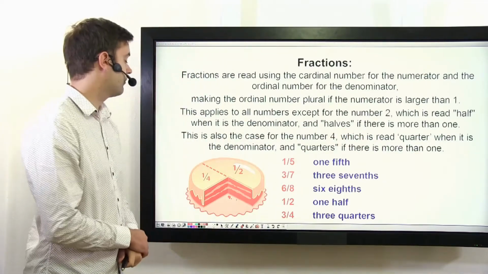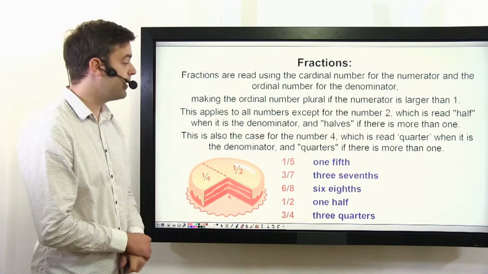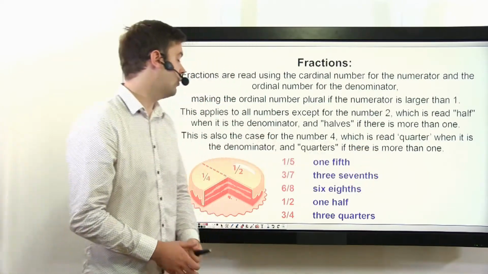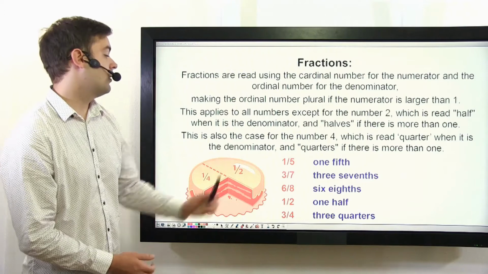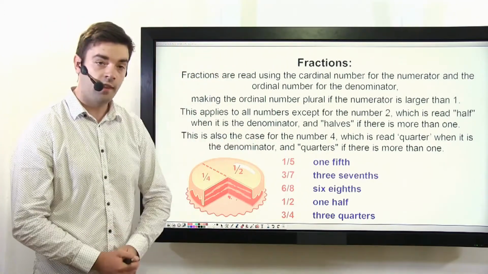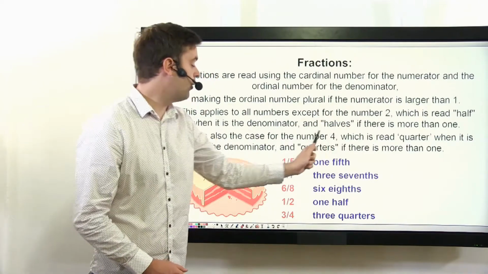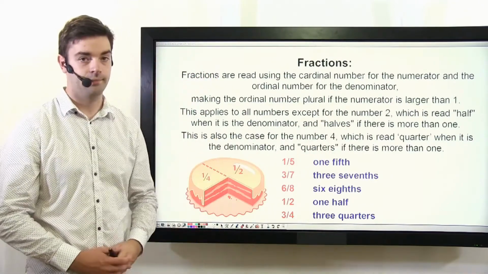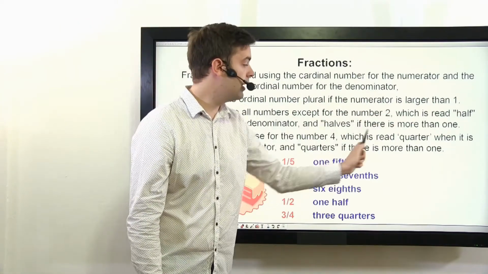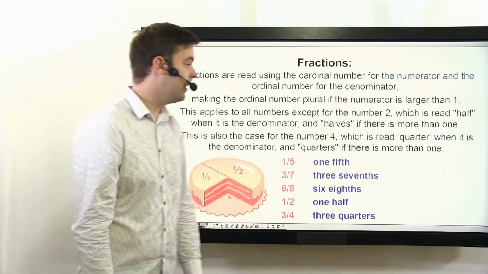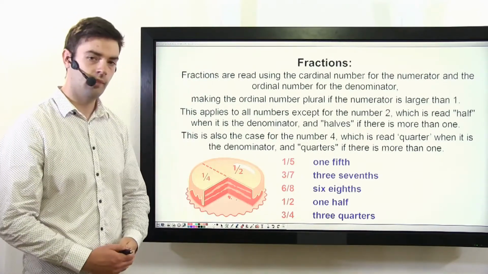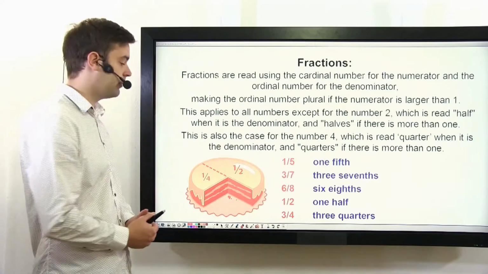This is also the case for number 4, which is read as quarter, and quarters if there is more than one. This is only the case when 2 and 4 are the denominator. So 2 is half, 4 is quarter, and that's only when they're the denominator. Let's have a look at some examples here.